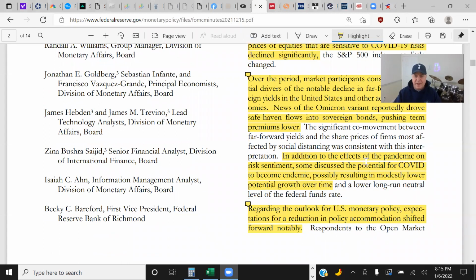In addition to the effects of the pandemic on risk sentiment, some discuss the potential for COVID to become endemic, possibly resulting in modestly lower potential growth over time.